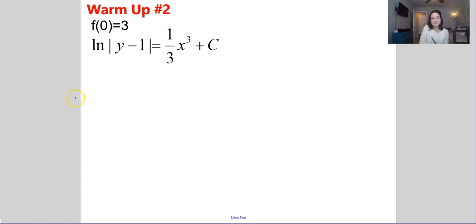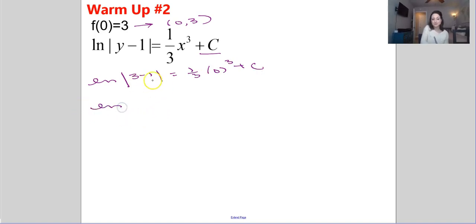Okay, so we did a couple of these 2 lessons ago. When I get to this spot, as soon as I see a plus c, I need to find that plus c by using my initial condition of (0, 3). So let's plug that in. I've got ln of the absolute value of 3 minus 1 equals 1/3 times 0 cubed plus c. So I've got ln of 3 minus 1 is 2, absolute value of 2 is 2. Notice when I've got a number, I can drop my absolute values, so I can just evaluate that. And then this is 0 plus c. So c is ln of 2.